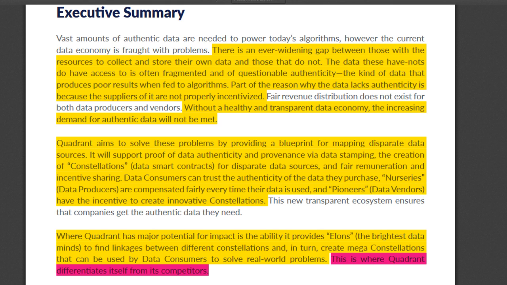And you're selling it to an aggregator, they're not checking it, and then they just keep on moving. There's no reason not to do that at this point, because who's going to call you out on it? Somebody would have to actually test each piece of data. Nobody's going to do that. So without a healthy and transparent data economy, increasing demand for authentic data cannot be met.